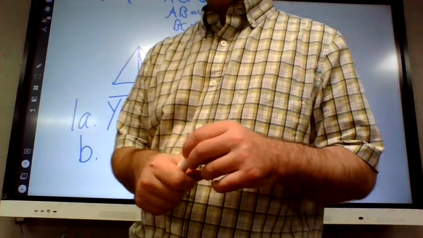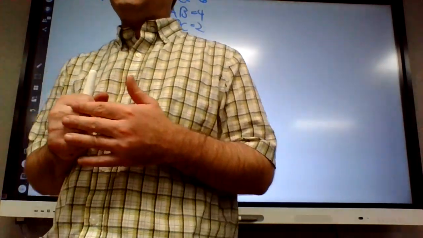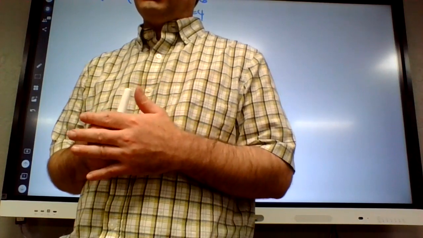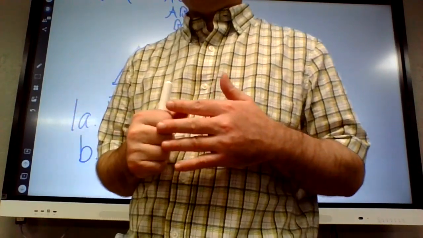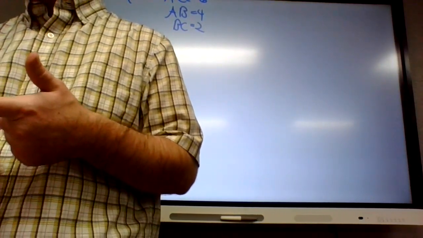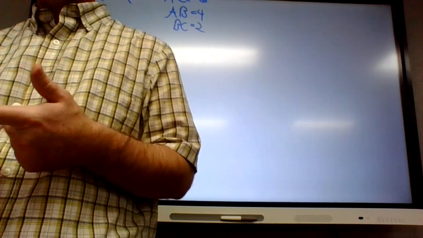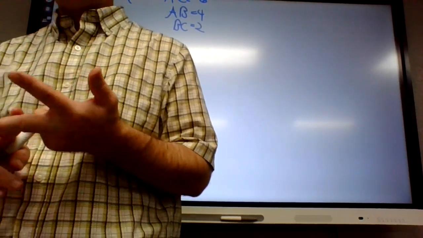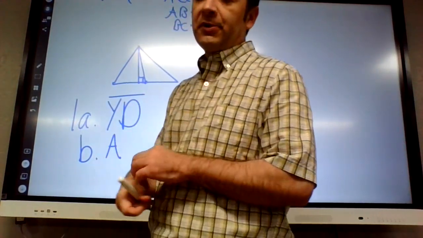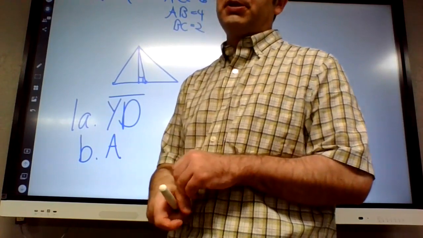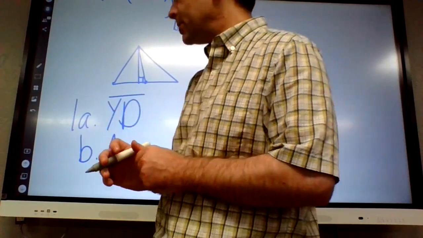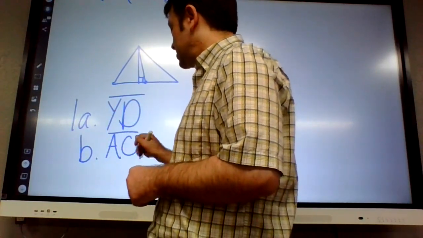Which of those lines is the perpendicular bisector? This is from yesterday. CA. CA is perpendicular to XY, so that makes it perpendicular, and it's a bisector because A is in the middle. If you look at point A, there's a 90-degree angle right there. So CA is perpendicular to XY.